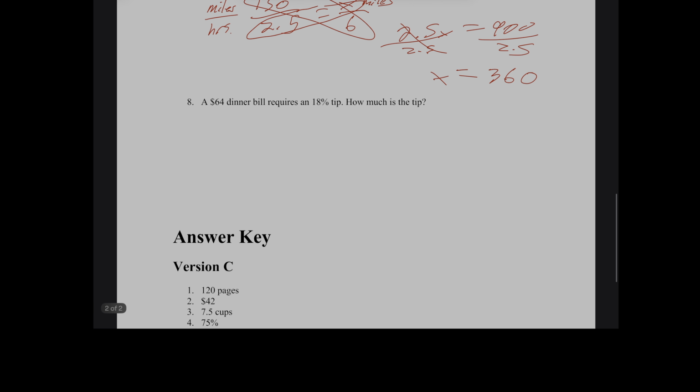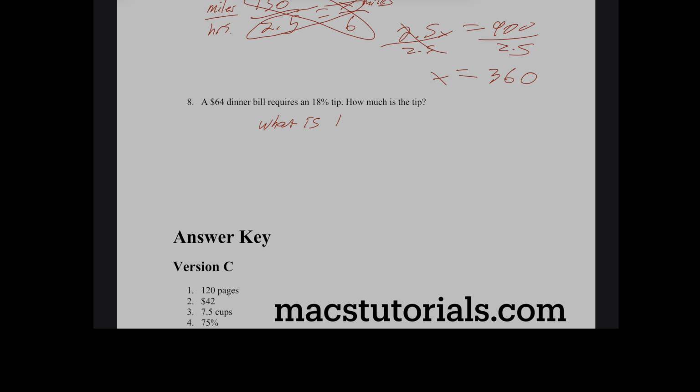A $64 dinner bill requires an 18% tip. How much is the tip? Well, what are you really asking? What is 18% of 64? That's really what we're asking. x equals 0.18 times 64. And I'm going to get 0.18 times 64 equals, the tip should be $11.52.